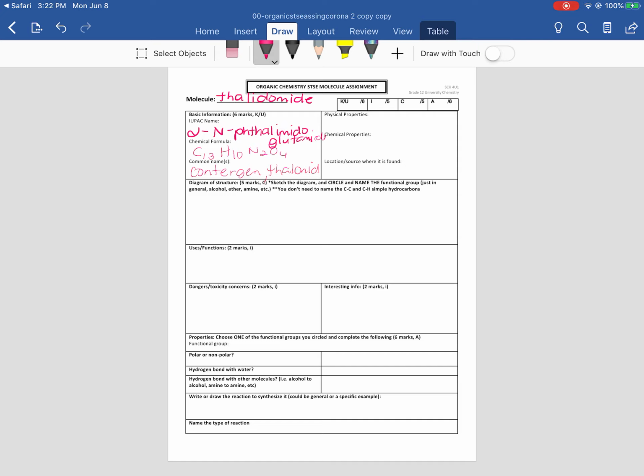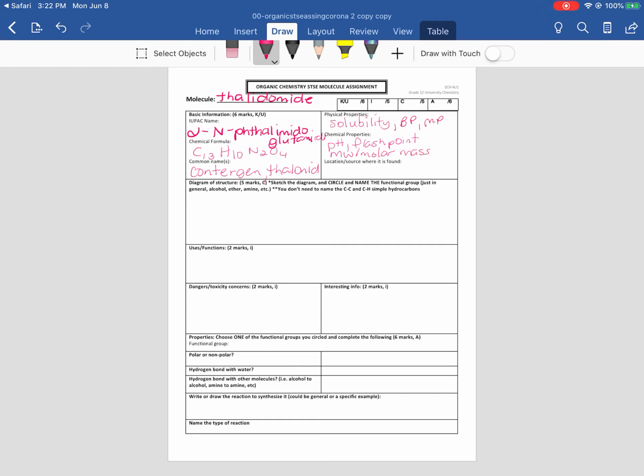Okay, physical properties and chemical properties. Sometimes students find this part a little bit difficult. So even things like solubility, boiling point, melting point, chemical properties, like sometimes you'll find the pH or the flash point, like how flammable it is. In this case, even the molecular mass or the molar mass is fine here. This can be hard to find.